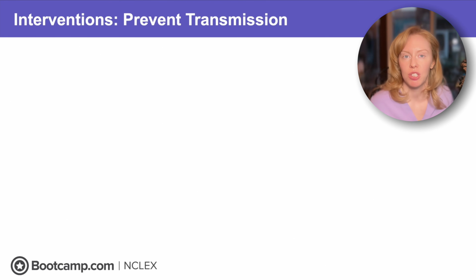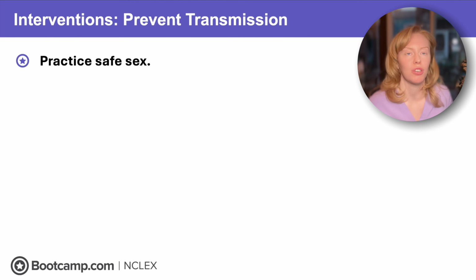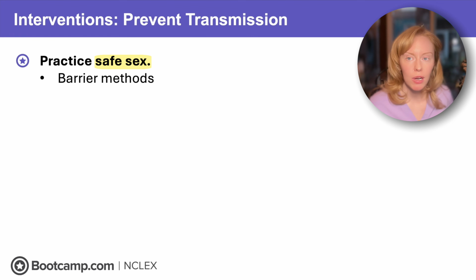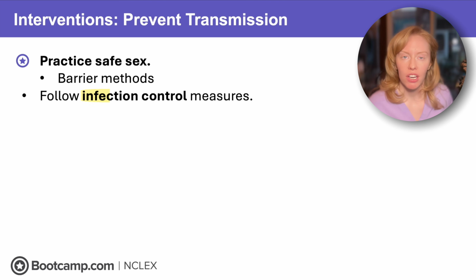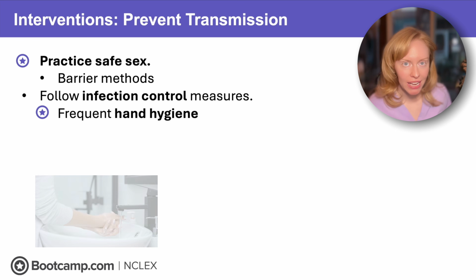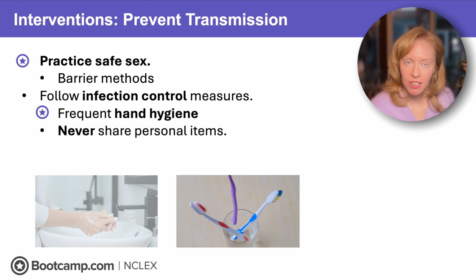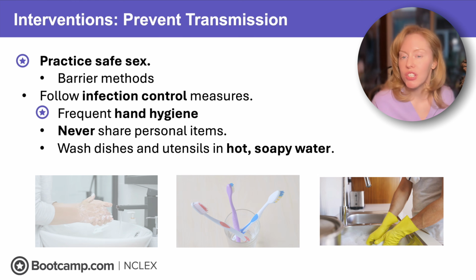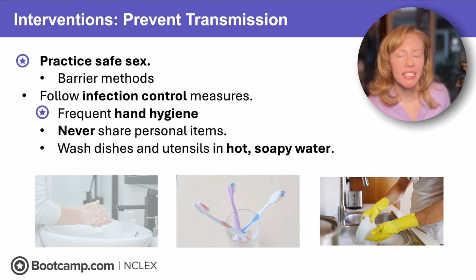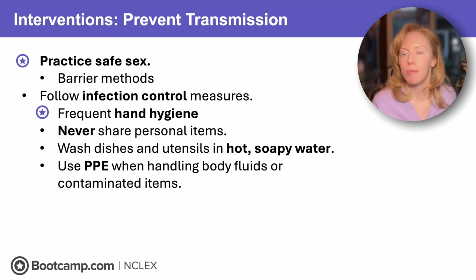To prevent transmission to others, HIV-positive patients should practice safe sex, including use of barrier methods, and they can follow some infection control measures to prevent spread within their household, including frequent hand hygiene, never sharing personal items like toothbrushes, washing dishes and utensils in hot soapy water to kill bacteria, and using PPE like gloves when handling body fluids or contaminated items. So this prevents transmission of HIV from our patient to others.